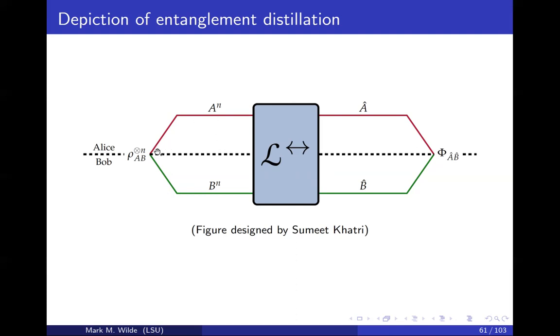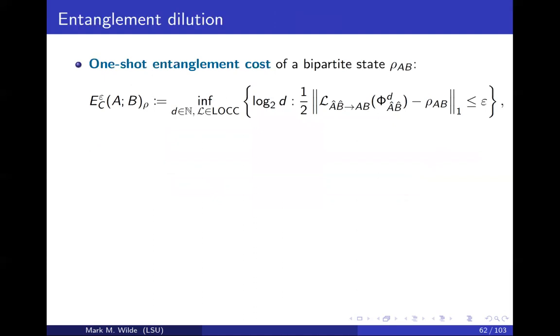So you have many copies of the state for Alice and Bob. They're allowed to do an LOCC channel, and they're trying to extract a maximally entangled state with the Schmidt rank as large as possible. The opposite task, or the reverse task of entanglement distillation, is something called entanglement dilution.